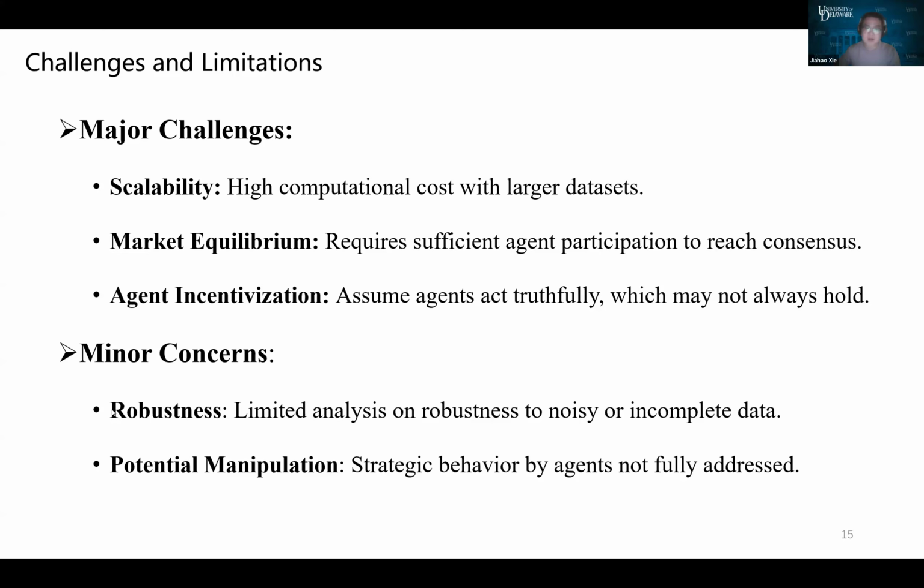And there are also some minor concerns. For example, the robustness. In this paper, there's a neat analysis about the robustness to noise or incomplete data. Another minor concern is the potential manipulation. Strategic behavior by agents is not fully addressed.